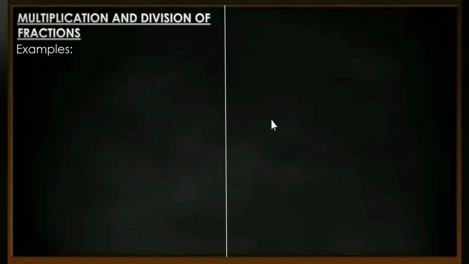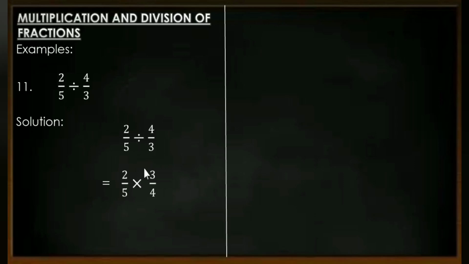Let's take a look at another example. Say we have 2 over 5 divided by 4 over 3. So we'll start by writing out the fraction we have been given. The next step is to change the division to multiplication sign and to swap the numerator and denominator positions.